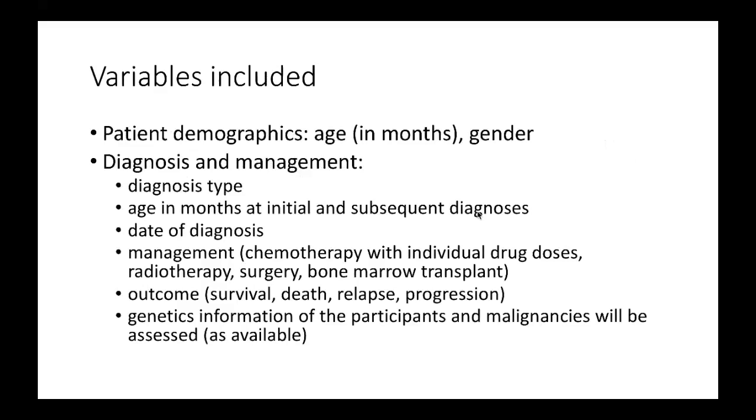So patient demographics with age in months and gender, diagnosis and management of both initial diagnosis of the patients who had an SMN as well as their subsequent diagnosis. So type of diagnosis, age in months at the time of initial and subsequent diagnoses. So we will still include patients who had any second malignant neoplasm. So that might include third or fourth or fifth malignant neoplasms if there are any such patients. So we haven't really decided how to handle that piece of data, but that's the aim so far.